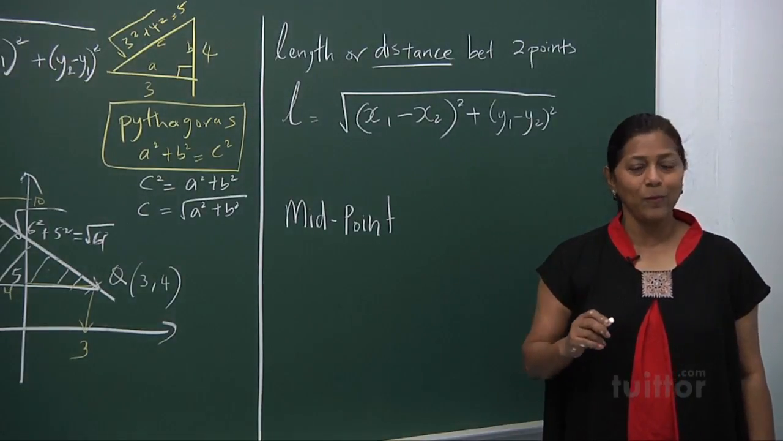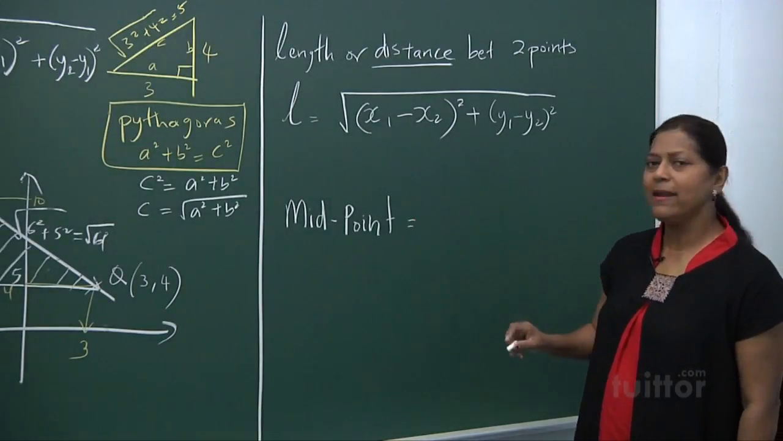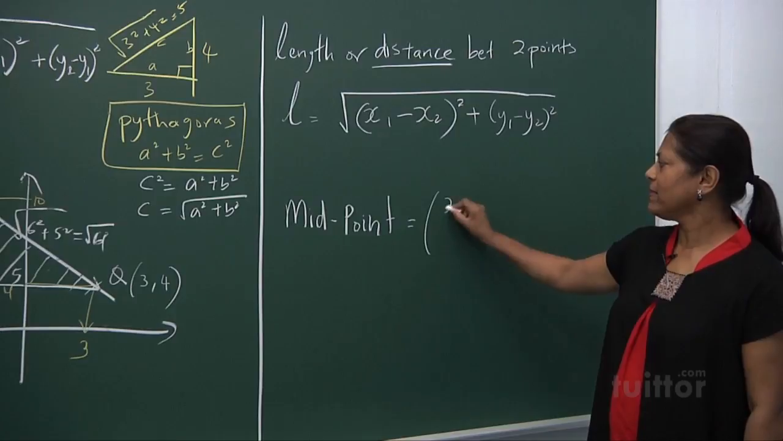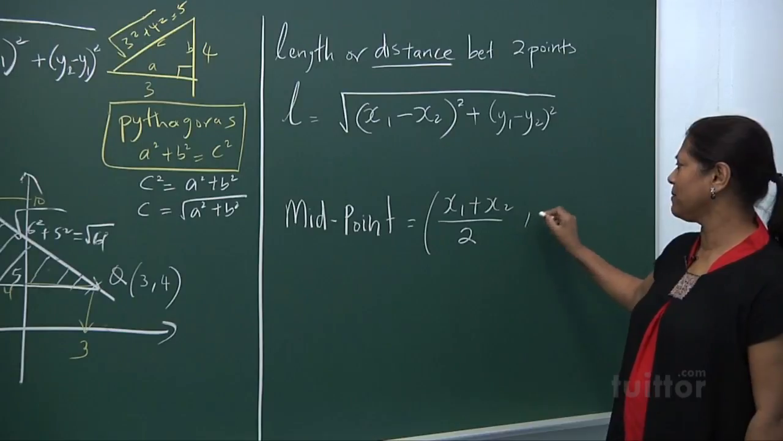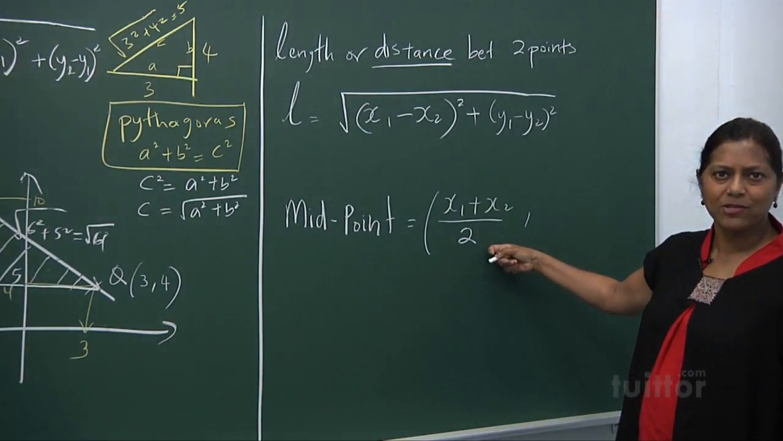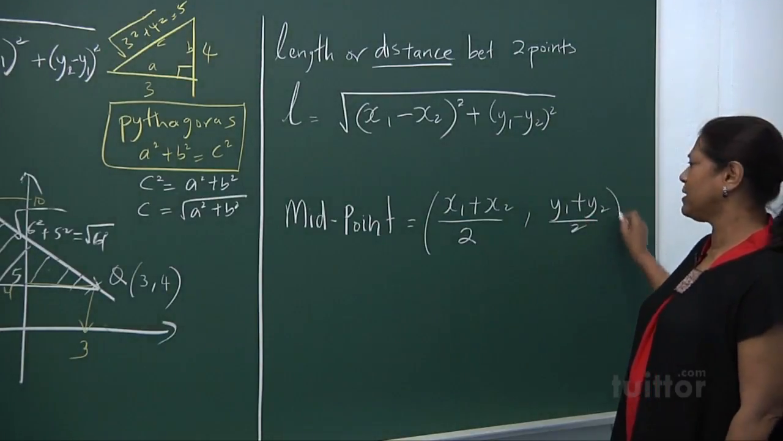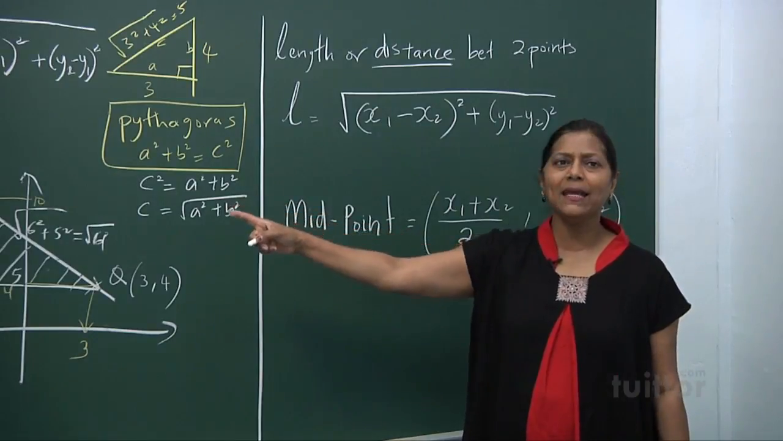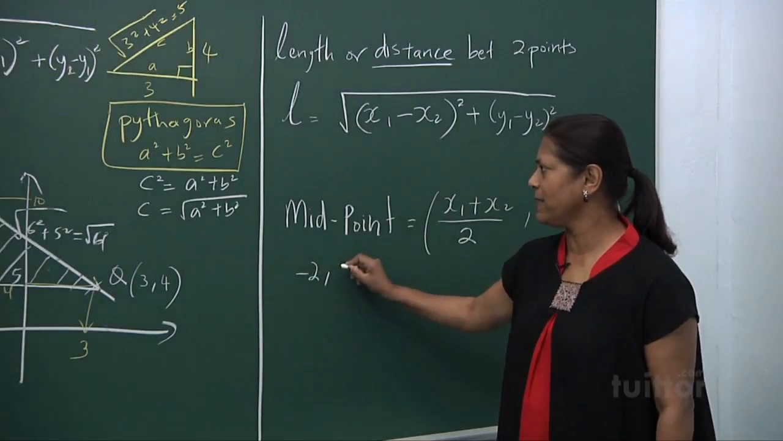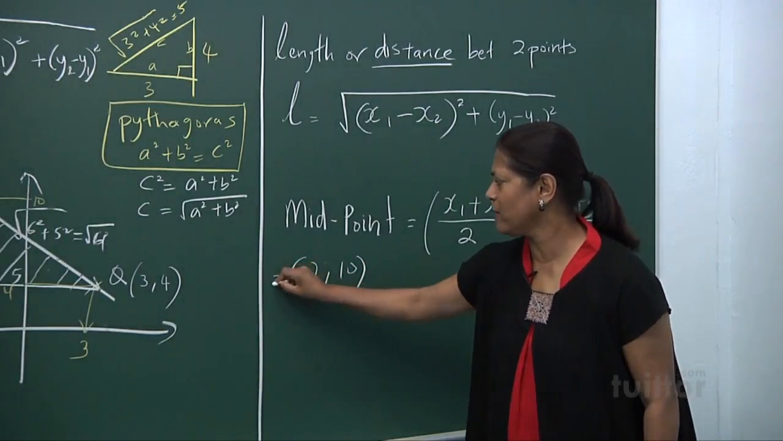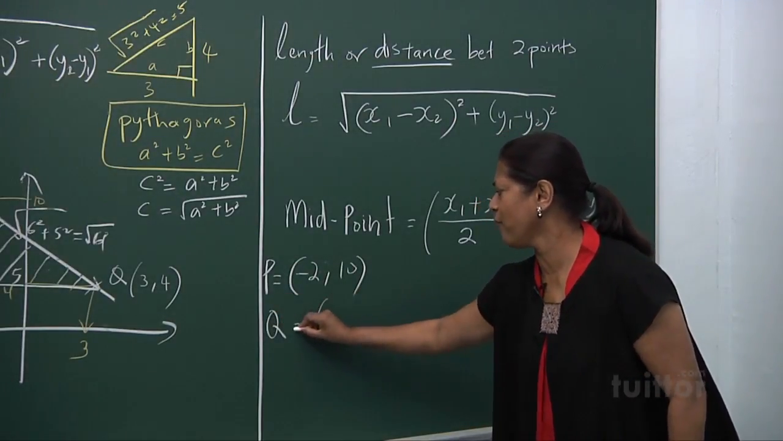The theories flow. Now, how about the midpoint? A quick revision again. A midpoint will be the sum of the distances, x1 plus x2, divided by 2. It is an average. And here, y1 plus y2 divided by 2. If you look at PQ, P is minus 2 and 10. That's your P. And your Q is 3 and 4.